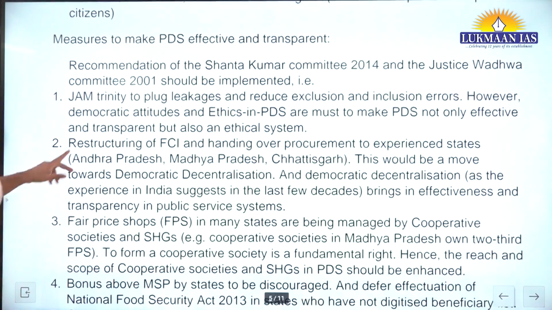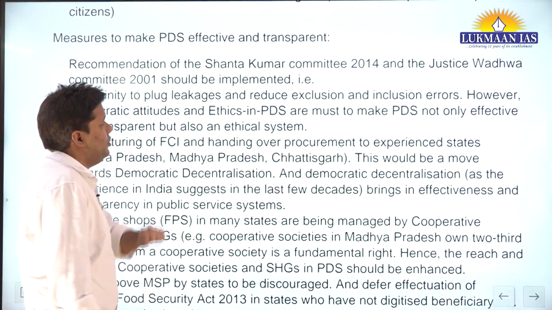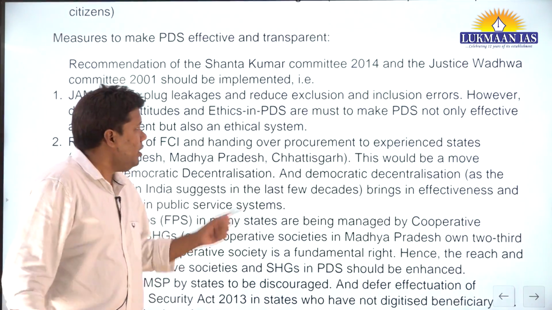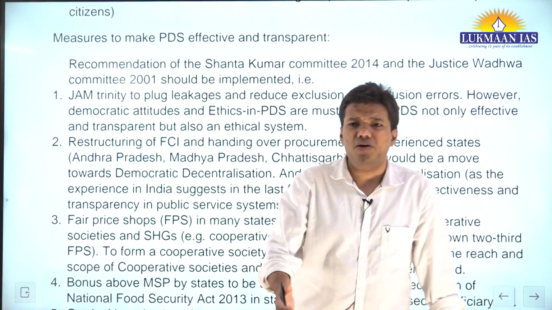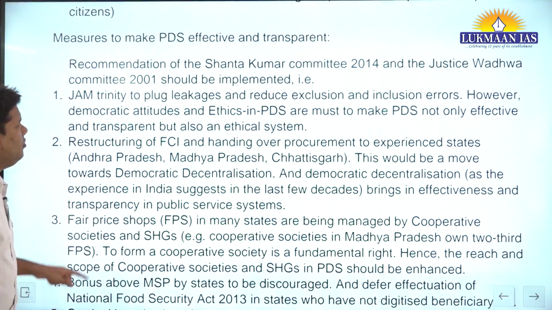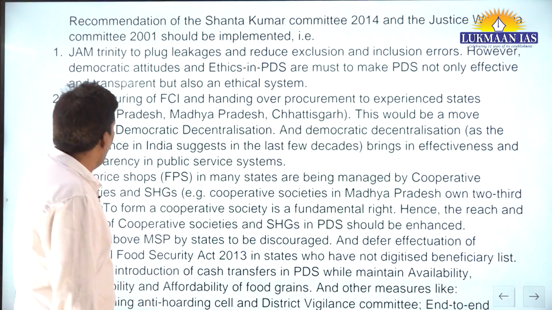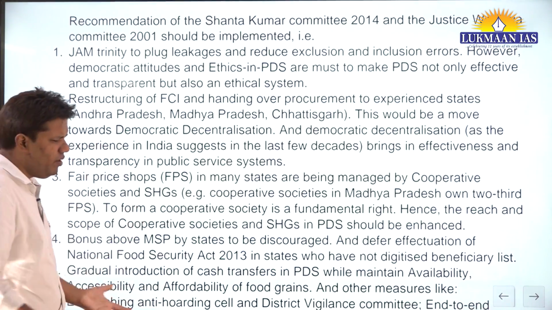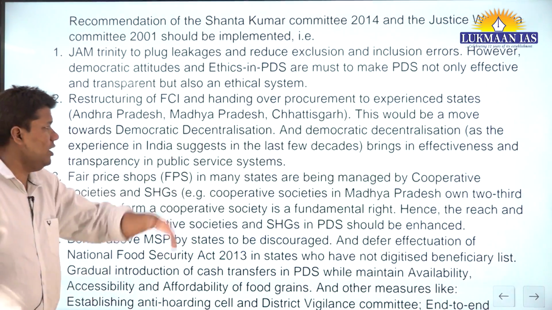Fine. So first, the JAM Trinity to plug leakages and reduce exclusion and inclusion error. This is one of the measures. However, now JAM Trinity is a technical measure. But what is equally required is democratic attitude and ethics in PDS, because quantity fraud you can prevent, but what about quality fraud? So that's why ethics in PDS is required. Restructuring of FCI and handing over procurement to experienced states like Andhra Pradesh, Madhya Pradesh, Chhattisgarh. They have well-developed procurement systems. So it is a move towards democratic decentralization.